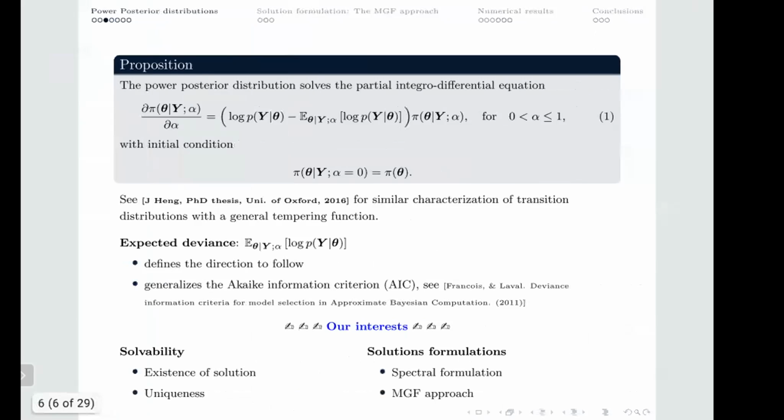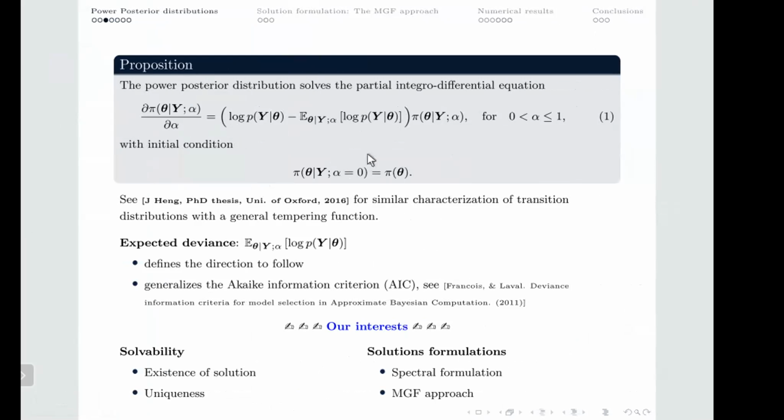So we first need to characterize the power posterior distribution using the Leibniz integral rule, and then the only regularity required is the continuity of the forward model with respect to the parameter of interest. We can show that the power posterior distribution is solved by the following partial integro-differential equation with the prior as initial condition. So you have an equation where you have a derivative and an integral of the power posterior distribution.